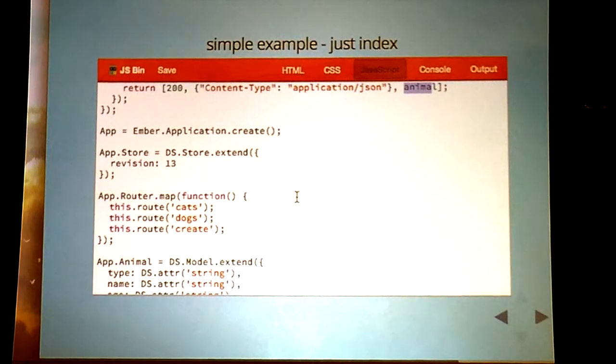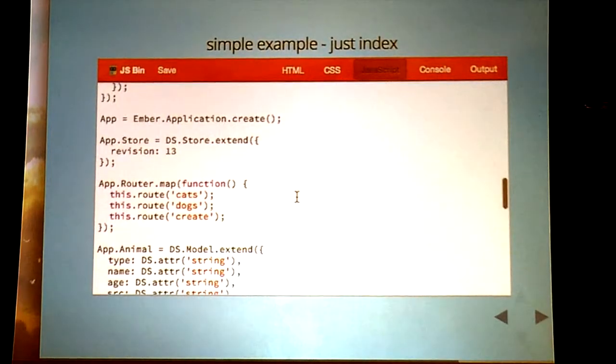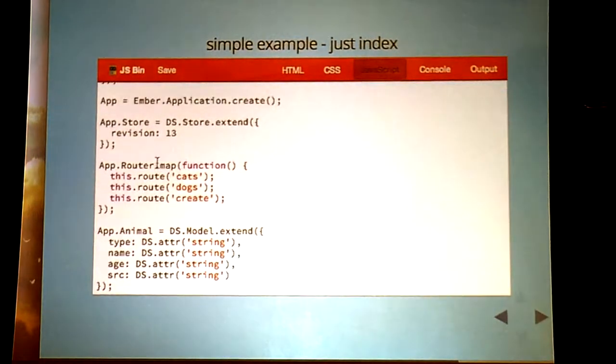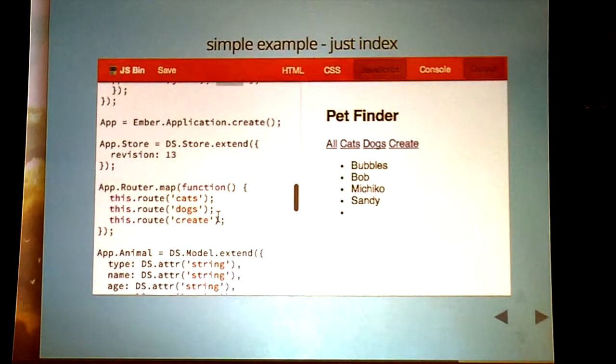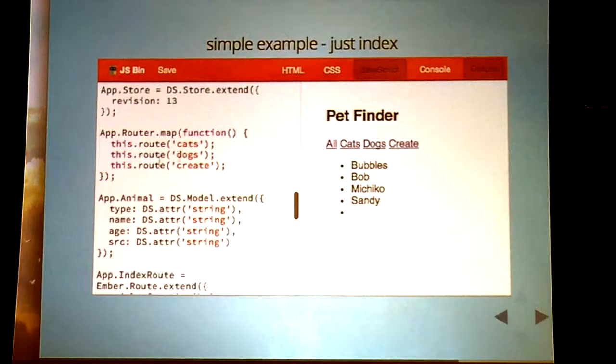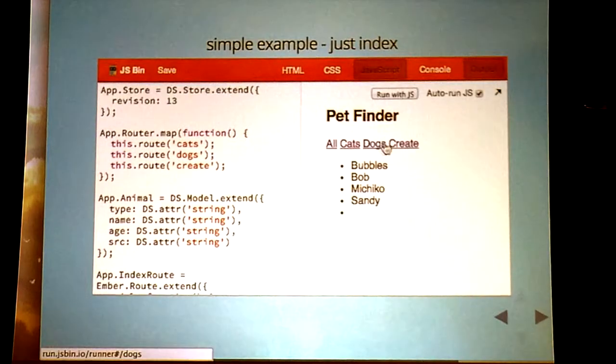And then this is the Ember application. I'm not going to get too crazy into this, but just to give you guys an idea if you haven't worked with Ember before, I have the cats route, and this will be easy to open up to see. So this is just instantiating the application. App.store is where we keep all of our data. I have the cats route, the dogs route, and the create route. As you can see up here, all is the index route.